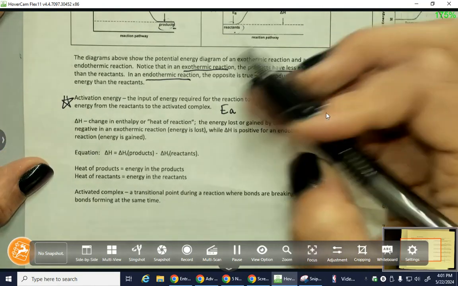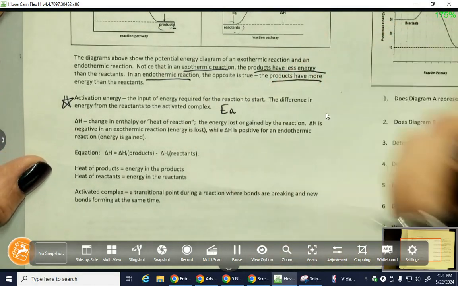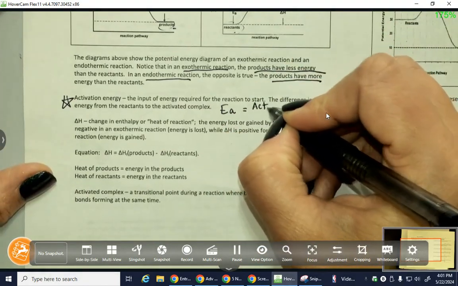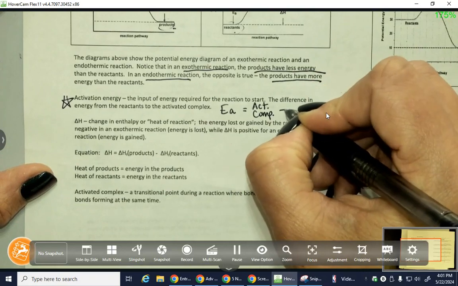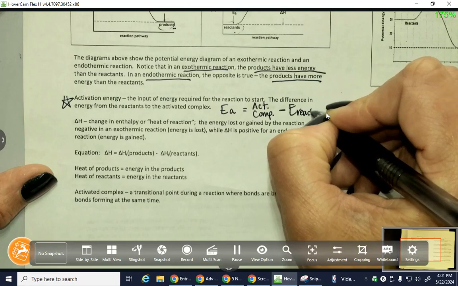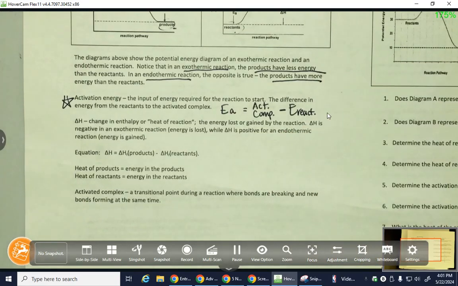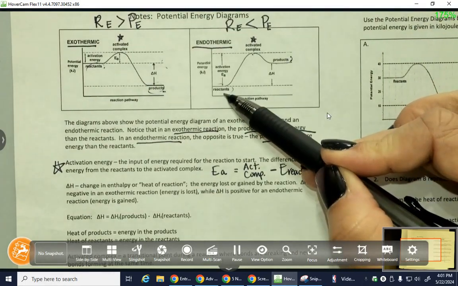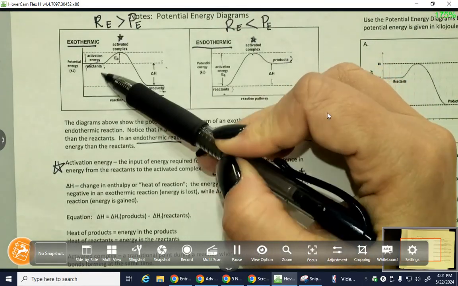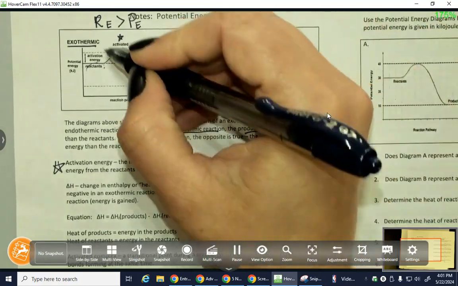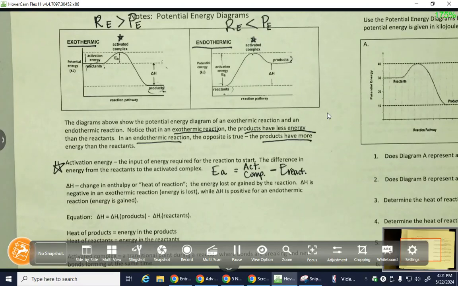Activation energy is the difference in energy from the reactants to the activated complex. So what that means is that we're going to take our activated complex and we're going to subtract our energy of reactant. Meaning we're going to take the top, we're going to subtract where it starts. Top, subtract where it starts. Make sense? So you're getting that EA that you see on both of these. So it's all final minus initial.